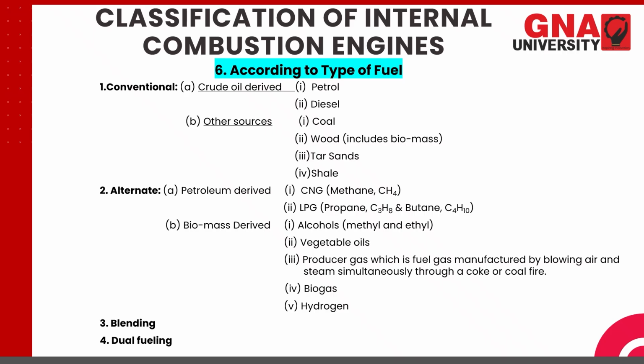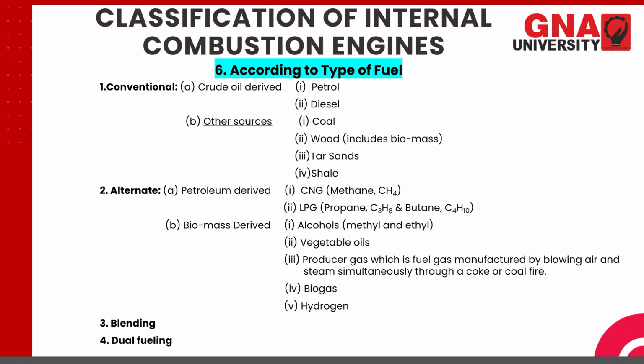Then we have alternate fuels. This consists of CNG, compressed natural gas. Natural gas is methane gas, denoted by the symbol CH4. Then we have LPG, which is a mixture of propane and butane, around 50% each. Propane is C3H8, butane is C4H10.